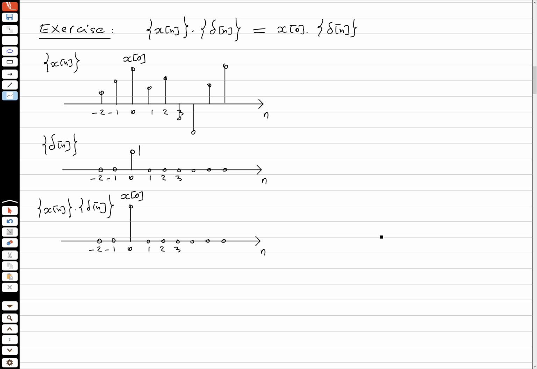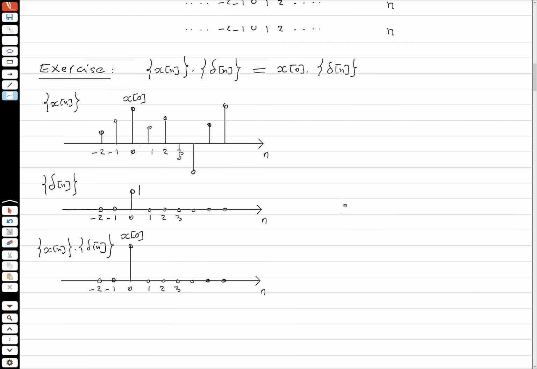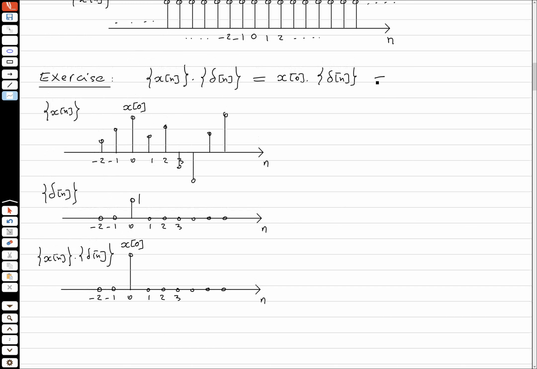All right, so now we're going to see if you really understand this. Okay? Question: when you say that this equals x of 0, since you know that delta of n will be 1, so you say we write this equals x of 0. That's what you say, right?